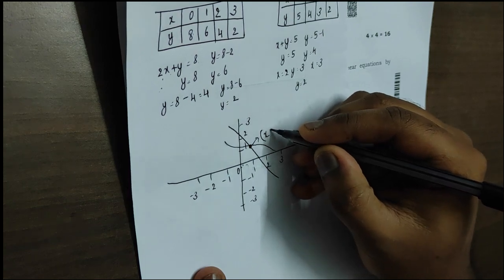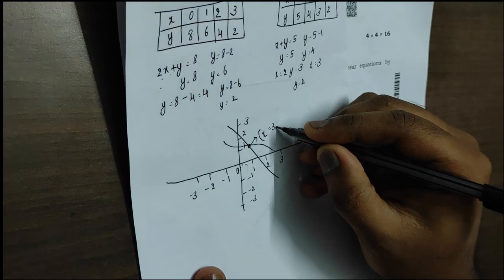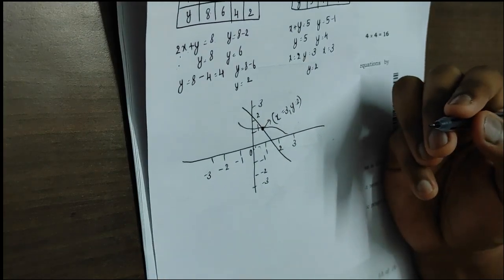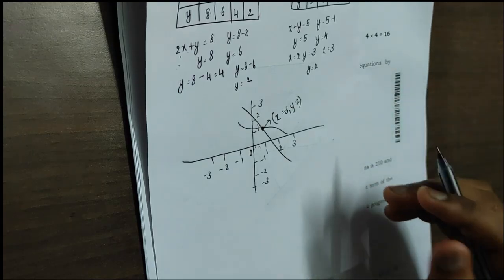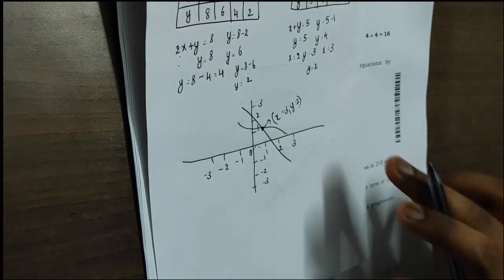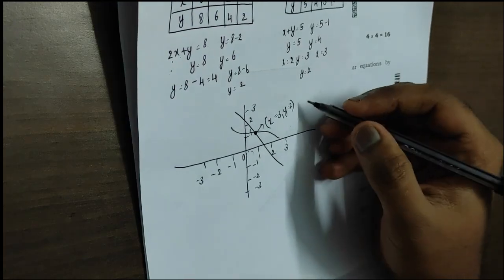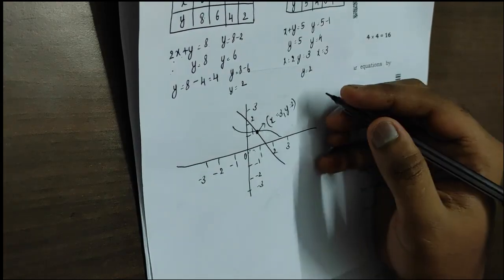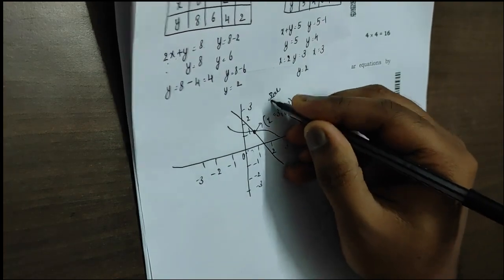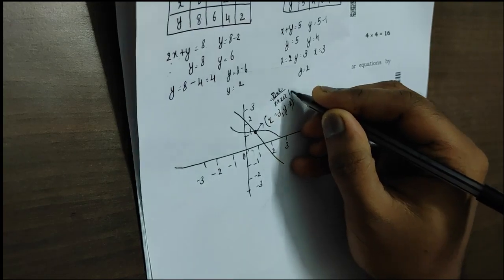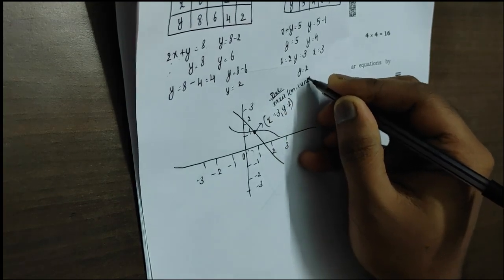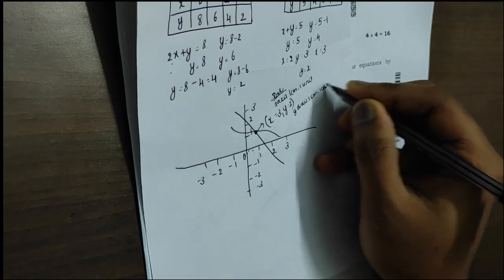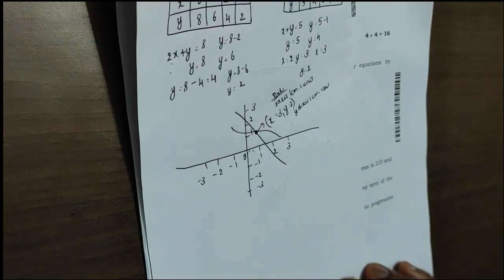When you draw this properly, you will get x is equal to 3 and y is equal to 2. Both the lines intersect at this point. This is the solution of this pair of linear equations. Finally you have to write x is equal to 3, y is equal to 2. Don't forget to write the scale on the top right corner of the graph. You have to write the scale: x-axis, 1 centimeter is equal to 1 unit. Y-axis, 1 centimeter is equal to 1 unit. Don't forget to write this.